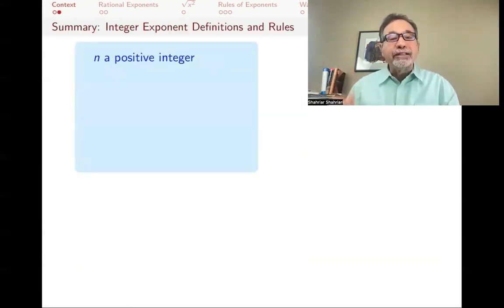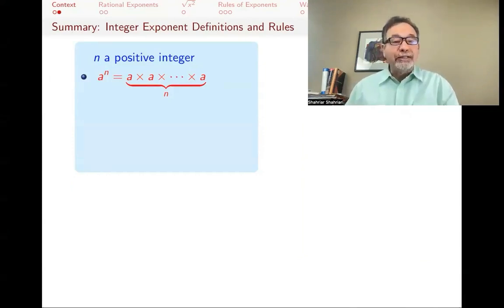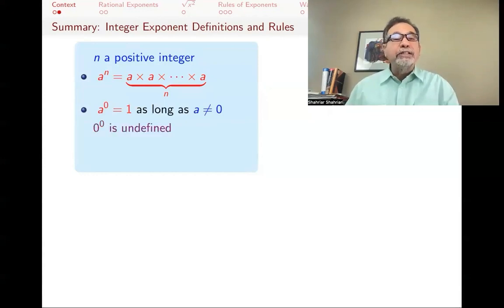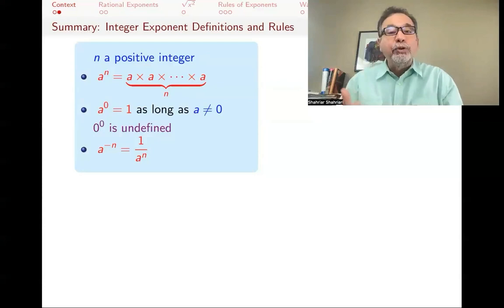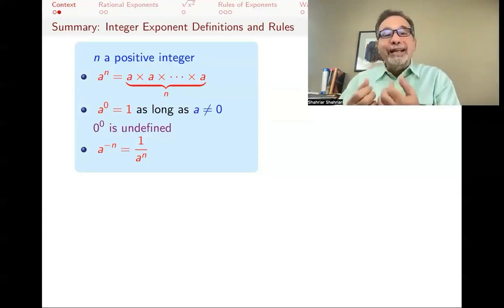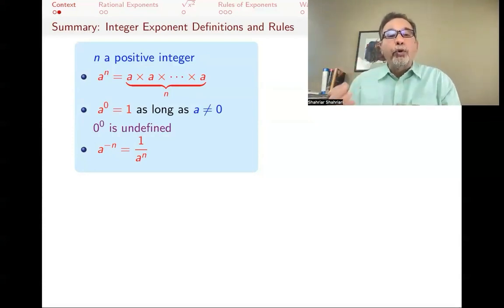When the exponent is a positive integer, a to the n means a times a times a, n times. And a to the 0 is 1, as long as a is not 0. 0 to 0 is not defined. If n is a positive integer, minus n will be a negative integer, and a to the minus n, again, is not a negative number, it's a fraction. What fraction? 1 over a to the n. So you just write 1 over, and you write a to the positive exponent.